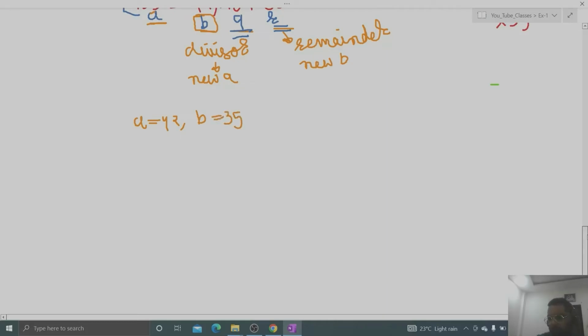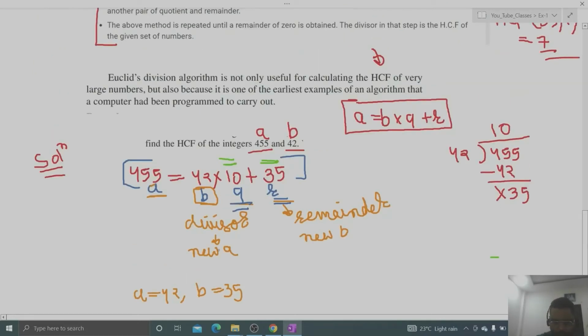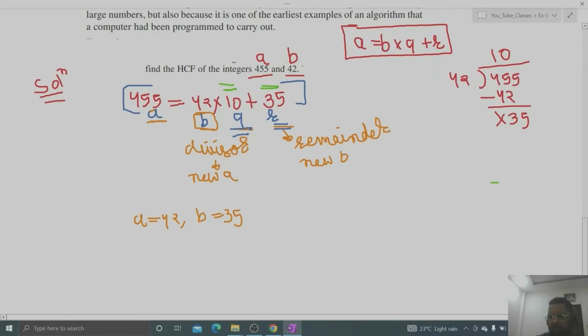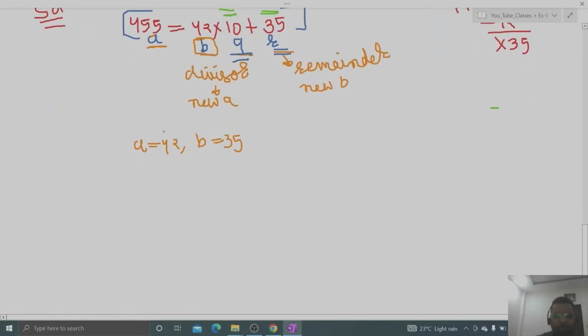Not always will the divisor become the new a. Whatever is greater between the divisor and the remainder will become our a. So here you can see as 42 is greater than 35, that's why I have assigned this 42 to a. So this is our new a and new b. So again I have to divide a by b, that means 42 will be divided by 35. The greater number will be divided by the smaller number.